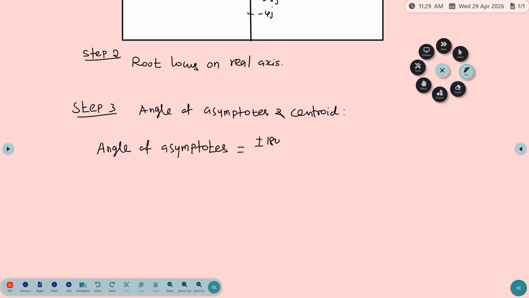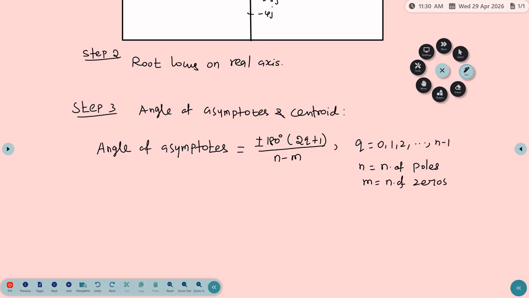Angle of asymptotes is equal to plus or minus 180 degree into (2q plus 1) divided by (n minus m). So here n is the number of poles, and q equal to 0, 1, 2, up to n minus 1. N is the number of poles. M is the number of zeros.